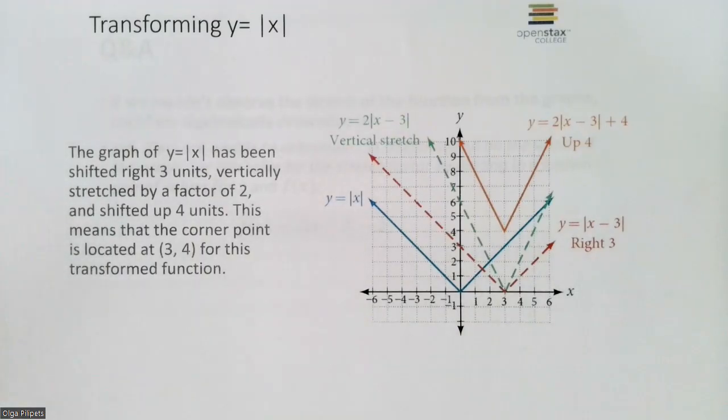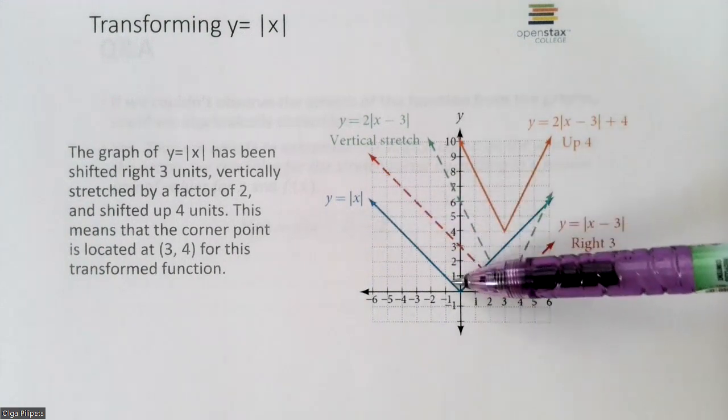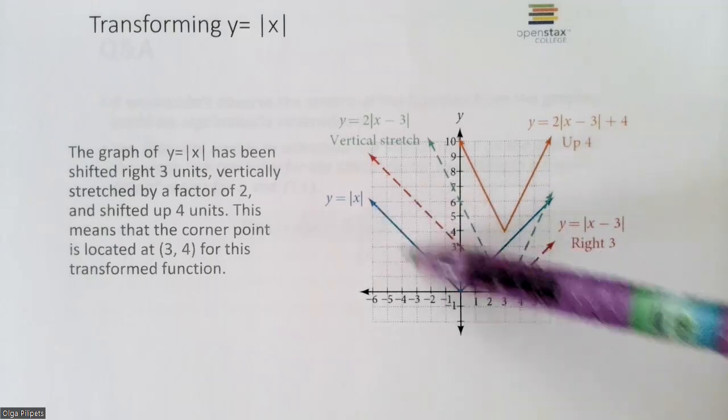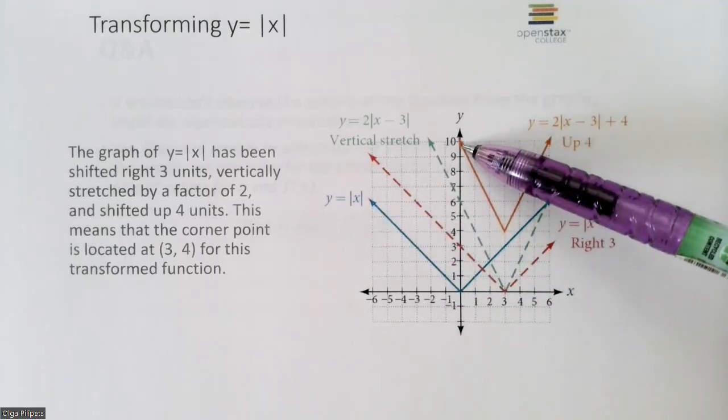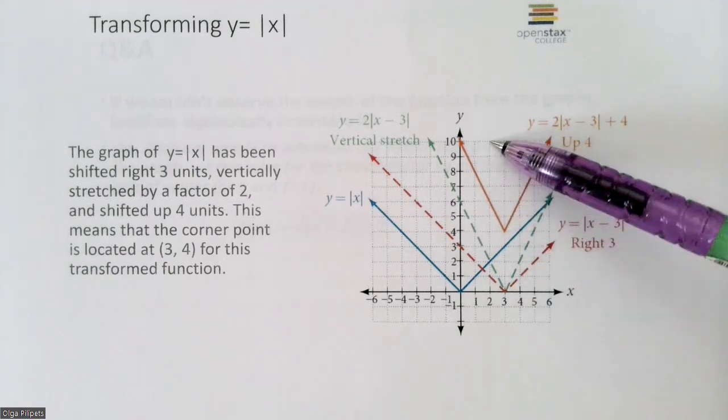In this video, we're going to talk about transforming the basic graph y equals absolute value of x. And here we have an example. It says the graph of y equals absolute value of x has been transformed. How? Okay, so this is our basic graph of y equals absolute value of x in blue. Now, how did it become the one in the orange graph?